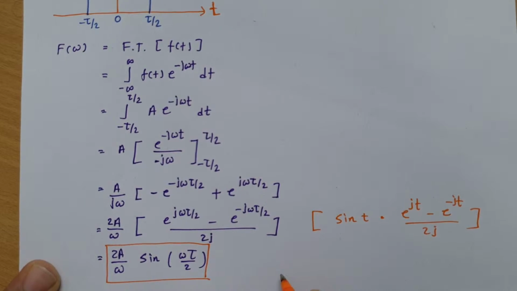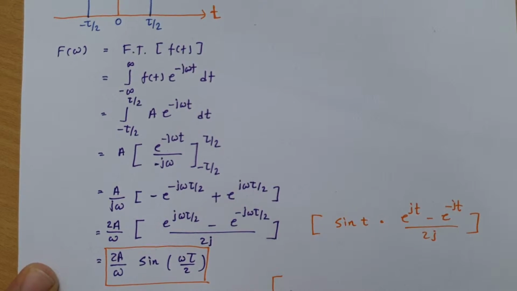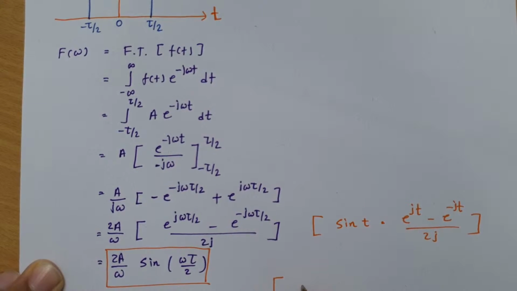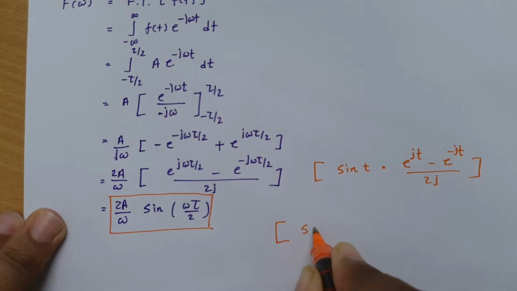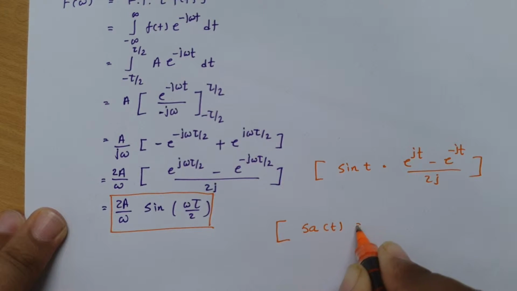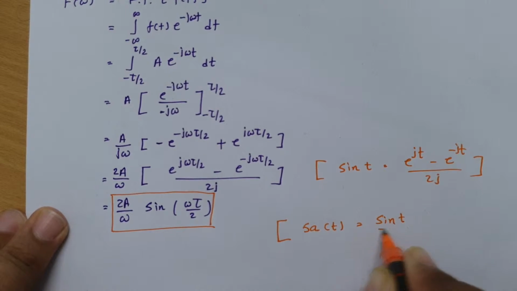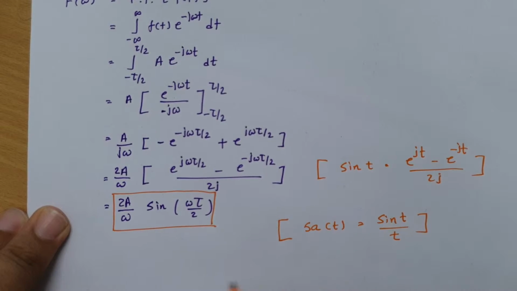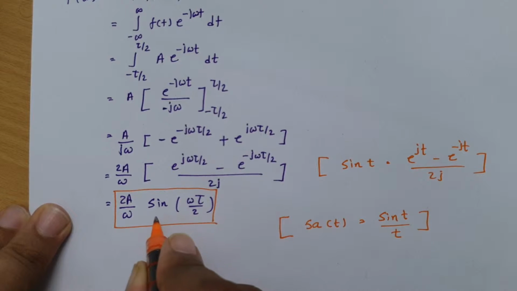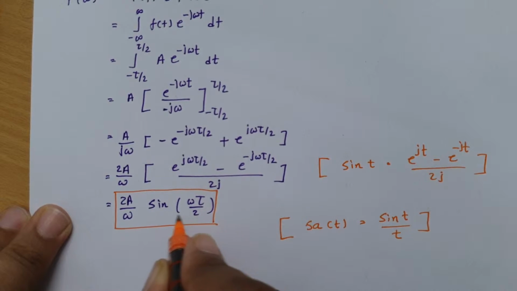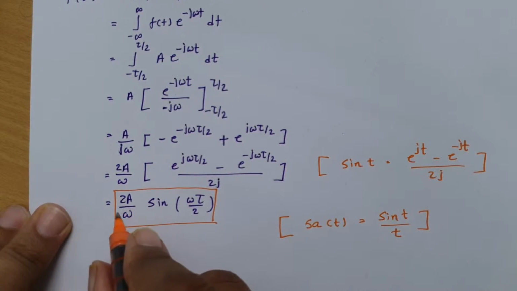So I just want to replace this function in terms of the sampling function. If I want to do that, then we know the sampling function of t is sin t divided by t. So here we have sin omega tau by 2, so I'll be dividing it by omega tau by 2, and then I'll make the adjustment here.